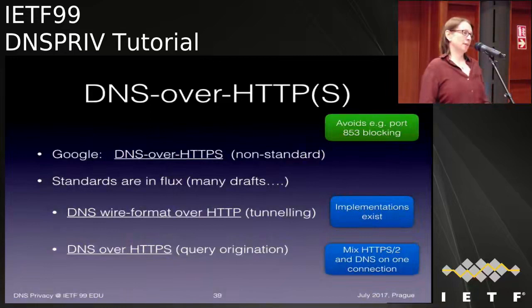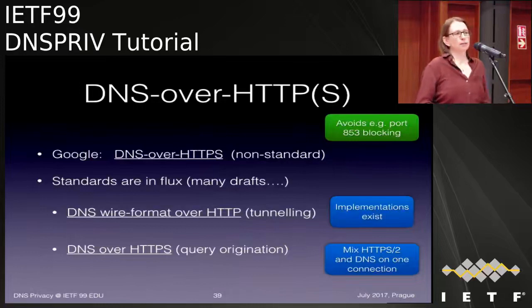What did progress through the standard side, and actually there's been a lot of flux in the drafts here. Quite a while ago, there was a proposal to do DNS over HTTP in wire format, and this is essentially a tunneling mechanism. So you're not changing anything about HTTP, you're just embedding wire format DNS in it. This draft is still active. There are several implementations, several servers out there if you want to use this.